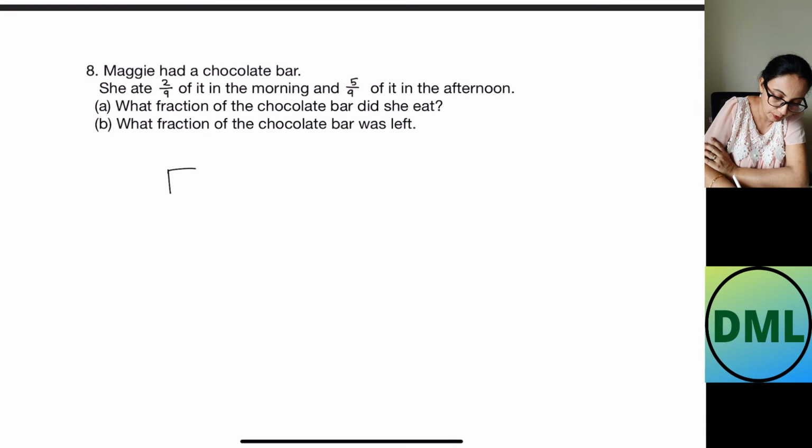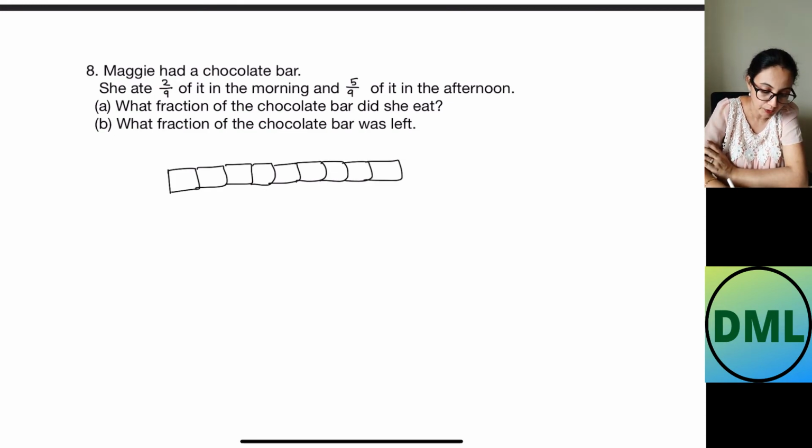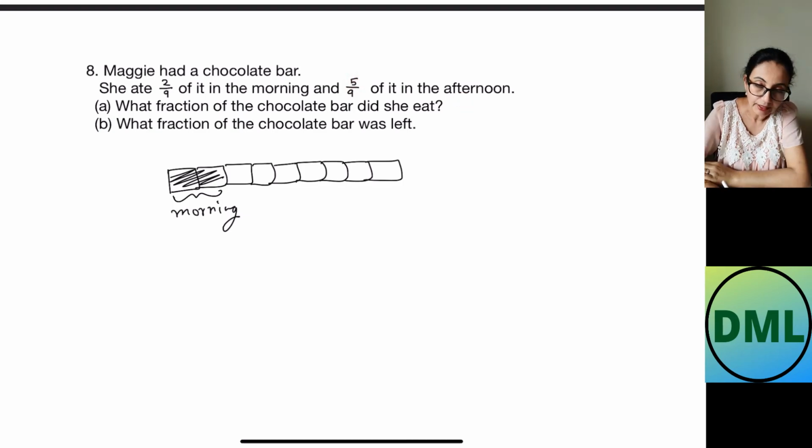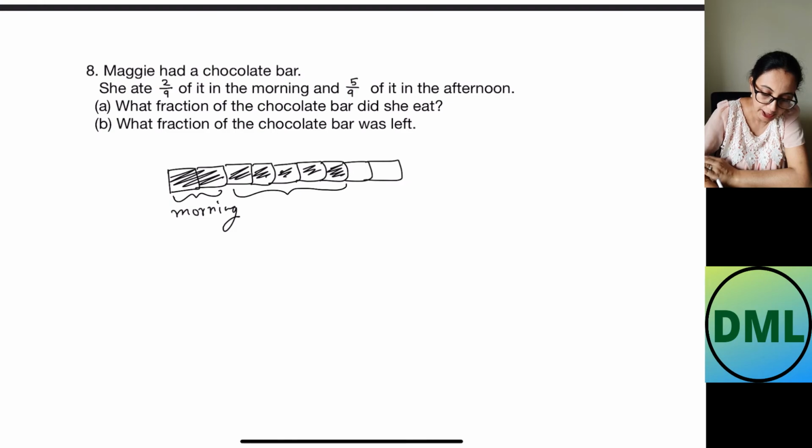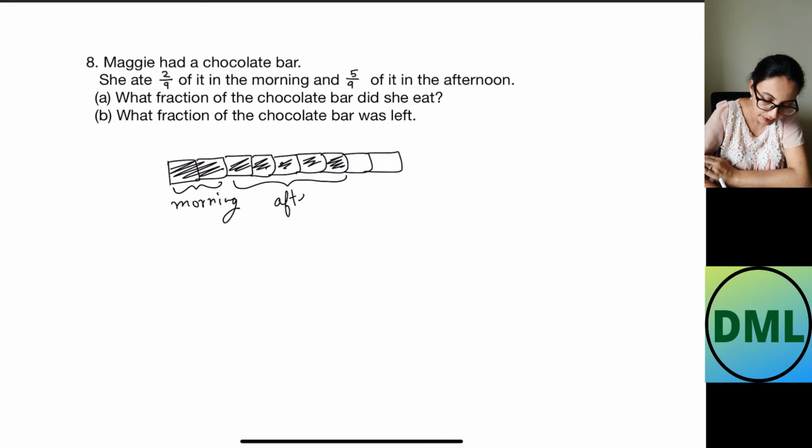Let's draw 9 boxes. 1, 2, 3, 4, 5, 6, 7, 8, 9 boxes. Out of that, she ate 2 parts in the morning. Let's shade 2 parts. These 2 parts she ate in the morning. She ate 5/9 in the afternoon. Out of 9 parts, she ate 5 parts in the afternoon. Let's shade 5 parts. 1, 2, 3, 4, 5 parts. These 5 parts she ate in the afternoon. Let's write down afternoon here.